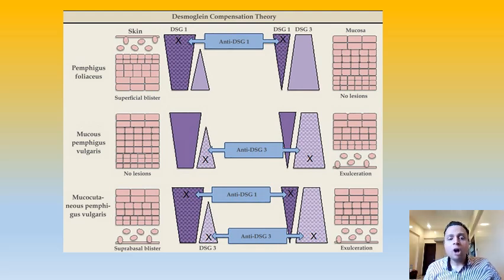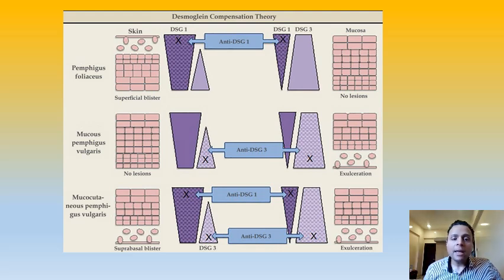Even if desmoglein 1 is lost, desmoglein 3 will take care of the lost desmoglein 1. So the disease is very superficial. It's not that bad. Another thing is that we know in the mucosa it is mainly desmoglein 3, so there is no lesion in the mucosa.